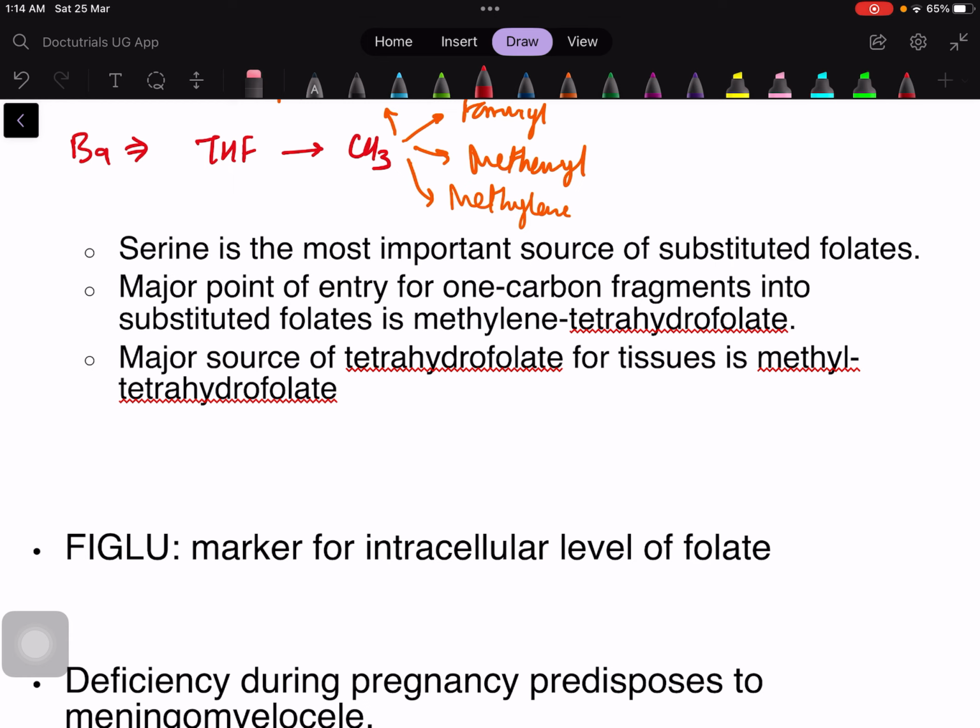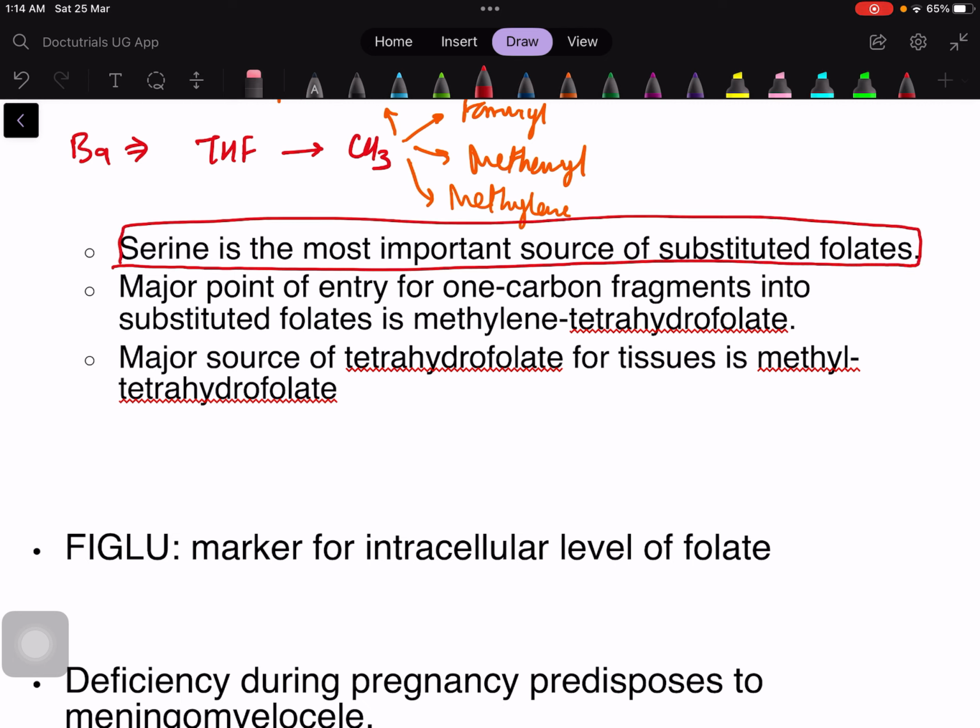Number one, the most important donor for the methyl group in the different forms will be serine. Serine in the process gets converted to glycine. I'll show you a reaction where we'll see this is happening. Then the important point where the methyl groups are added to the tetrahydrofolate results in the formation of the methylene tetrahydrofolate. In the tissues, the tetrahydrofolate is commonly present as methyl tetrahydrofolate.